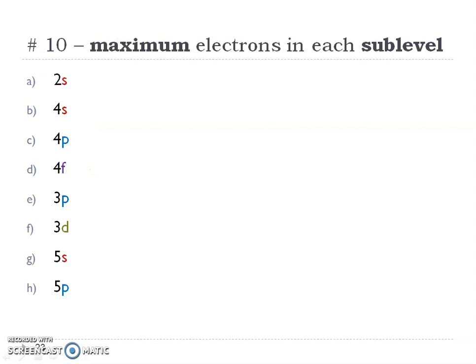Okay, number 10. So hopefully you paused and actually saw a pattern, and I kind of let the cat out of the bag because I did your S's in your red color and the P's in the blue color. So again, this is going by the sublevel, right? It doesn't matter where the S's are, whether it's in 2, 4, or even your 6th energy level, you can only have 2 electrons in an S sublevel.